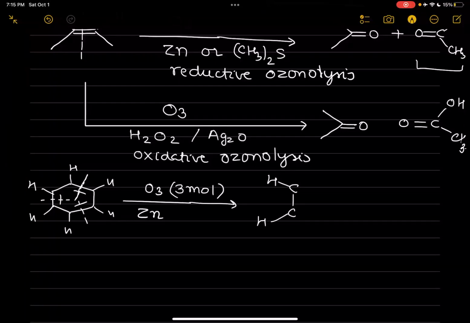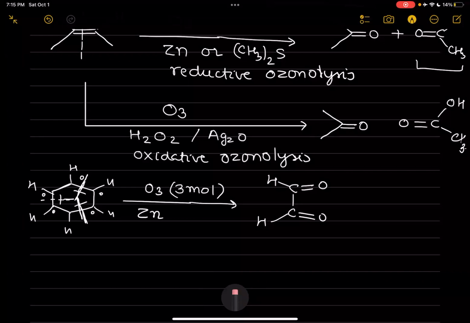So here you are going to put oxygen, CH, single bond. Here you are going to put oxygen, double bond. Clear? Here and here you are going to put oxygen. Yes, I'm doing it in a shortcut way. Wherever you are cutting the double bond, put double bond O. So what is this going to form? CHO CHO, ethanedial. Ethane 1,2 diol. Okay, 3 moles, right?